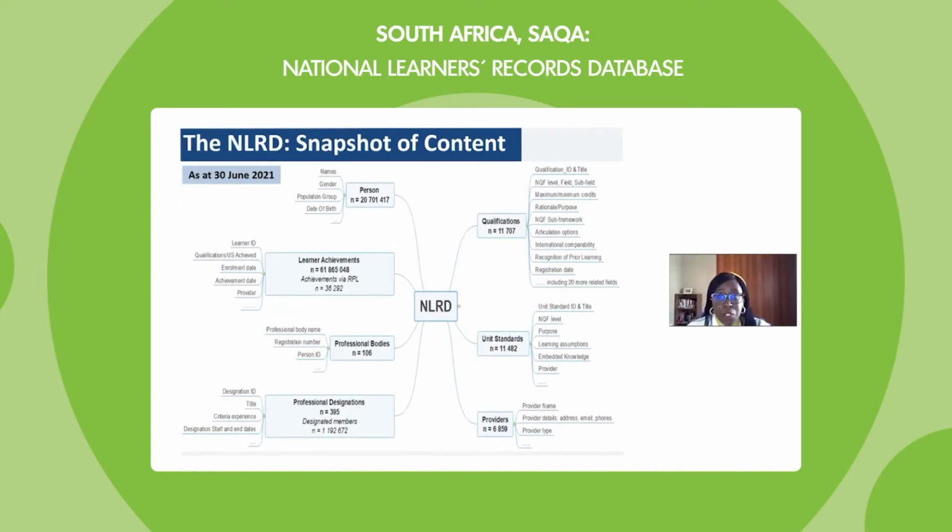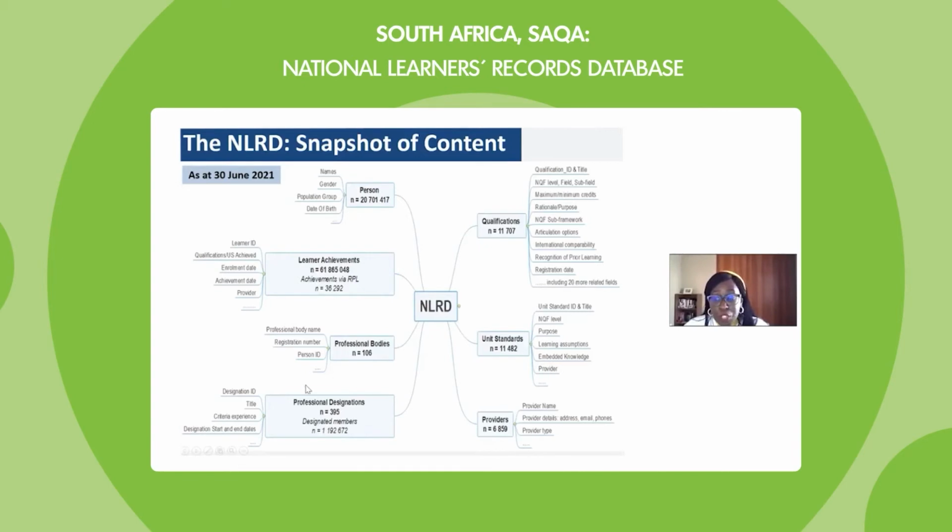On this slide, I show a snapshot of the content of what we currently have. As of the 30th of June 2021, the NLRD has records of over 20 million people. And these 20 million people have contributed over 61 million records of learner achievements to the NLRD. There is the qualifications register, which contains over 11,000 registered qualifications. And this qualification register also includes details such as what NQF sub-framework the qualification belongs to, the NQF level, the ID and the title, articulation options, recognition of prior learning options, and other related fields.